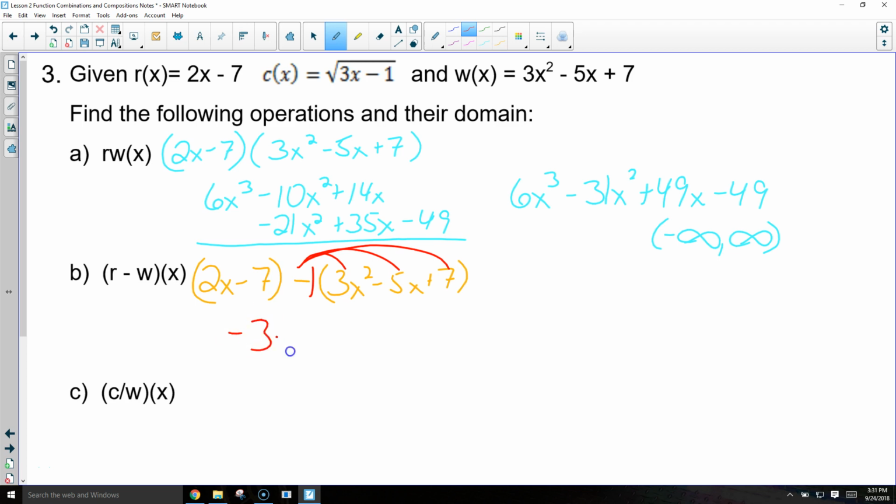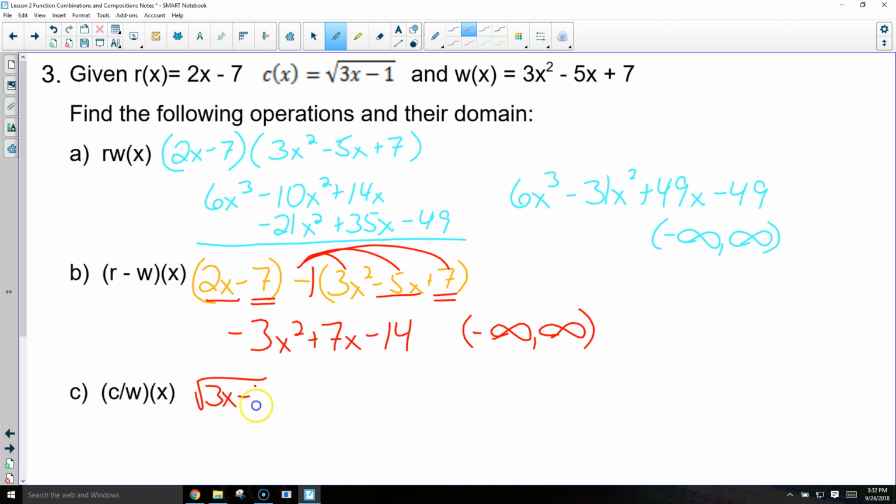We'd end up with negative 3x squared. 2x minus a negative is plus a positive 5x is 7x. And negative 7 minus a positive 7 is minus 14. Likewise, I'd have negative infinity to positive infinity for my domain. And then letter C, we want to take C divided by W. So that's the square root of 3x minus 1 over 3x squared minus 5x plus 7.